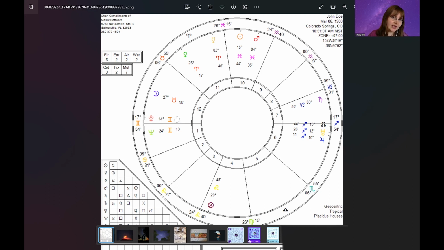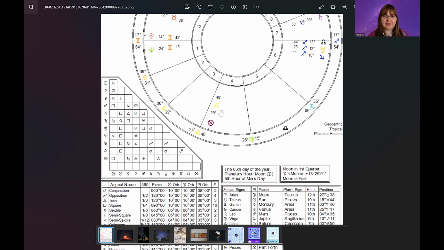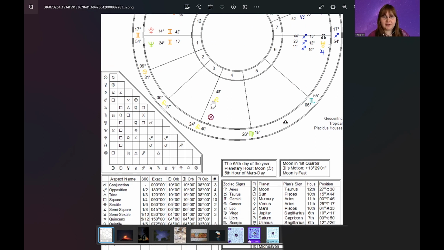Pluto over here, as you can see, is at 14 degrees Gemini. And the ascendant, that's what this is, the 1st house. The cusp of the 1st house is your ascendant, or otherwise known as your rising sign. And it's at 17 degrees while Pluto is at 14. So Pluto is in the 12th house, but conjunct the ascendant. All right. Then we have the part of fortune. That's this symbol down here. 29 degrees, 48 minutes in Leo. I know that's a little bit hard to see.